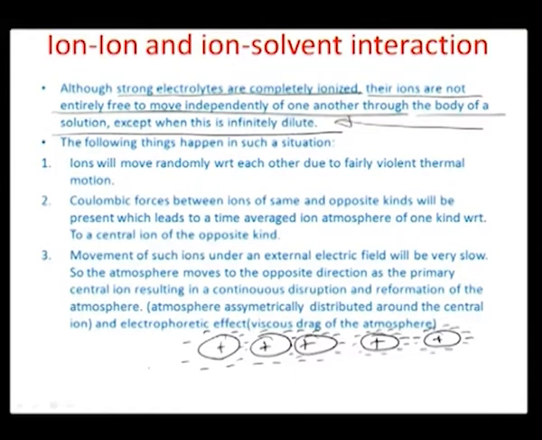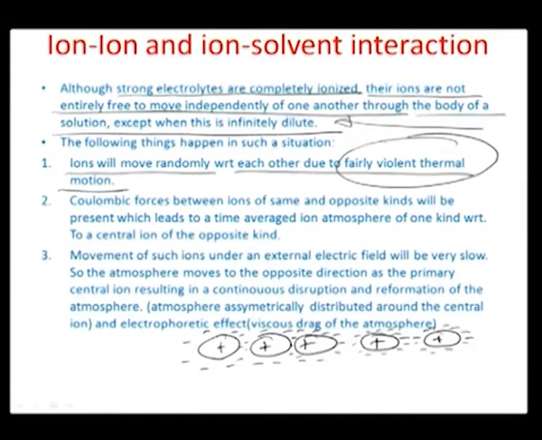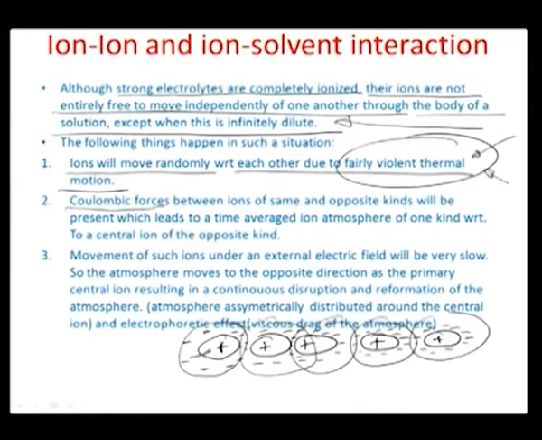So the first effect that one can imagine intuitively is that the ions will move randomly with respect to each other due to fairly violent thermal motion. This is also the Brownian movement: the ions would move due to their ambient thermal energy, which is a function of the temperature at which they are. They would move randomly with respect to each other. And then there are going to be Coulombic forces between opposite kinds of ions, like for example in this case, the positive charge centers and the cloud of negative ions around them. There are going to be Coulombic forces of attraction, which would lead to the assembly of these charge clouds around the positive central charge systems or vice versa.